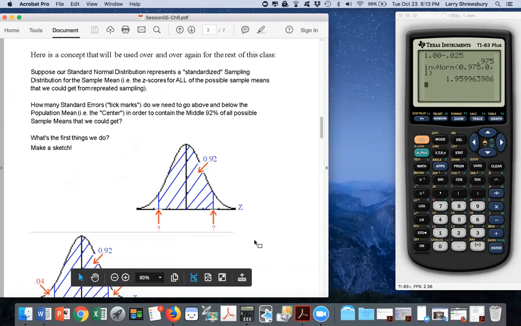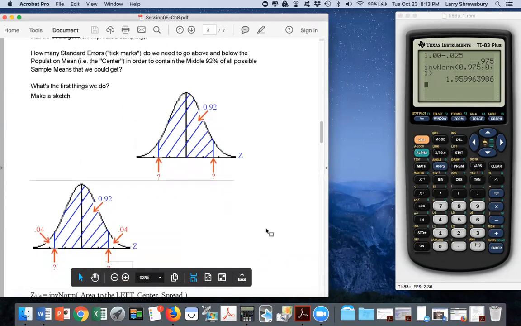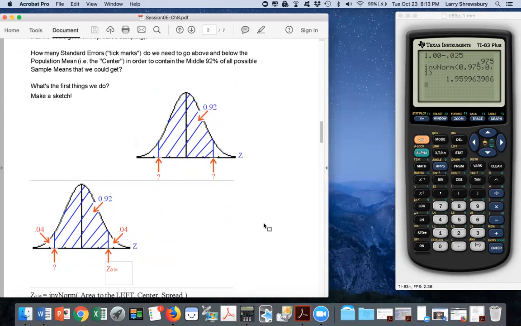Now, what we were just doing when we were finding that critical value will come up when you're working with confidence intervals. I'll say, hey, we want you to find the middle: how many standard errors do you have to go above and below the center to contain the middle 92% of all the sample means? Well, that sampling distribution has been standardized here. So this will tell you how many standard errors you have to go. It's telling you the distance in standard errors. So you'd have to figure out what's in each tail.